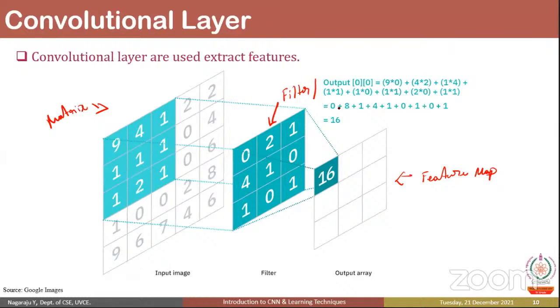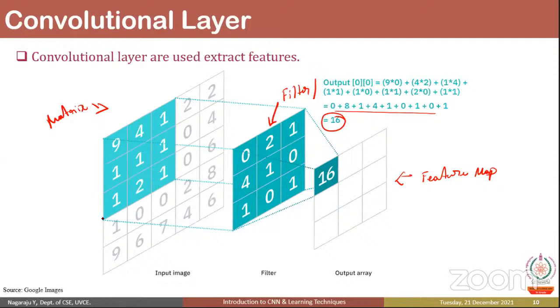How are we going to perform it? This is how we perform. We are going to multiply the cell value of the filter with the cell value of the input where we applied the filter. You can see here we are multiplying 9 with 0, 4 with 2, 1 with 1, 1 with 4, 1 with 1, and 1 with 0. Like this we are multiplying, and at the end we add up all the values and we get one value. That value will be the output, the pixel of the feature map.